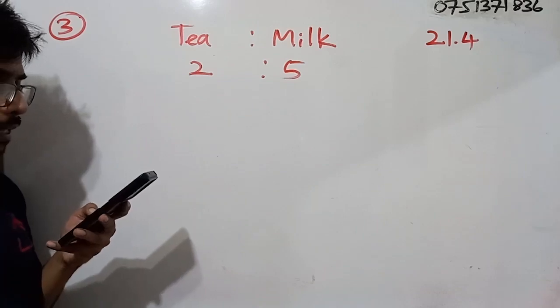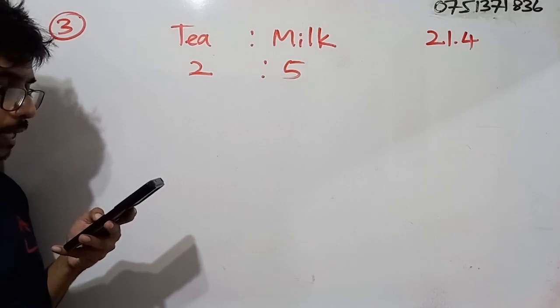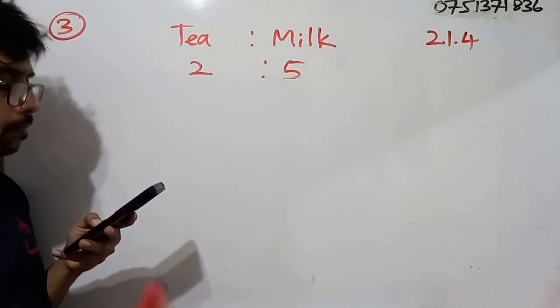Question number 3. Tea and milk are mixed in the ratio 2 to 5. When making milk tea, how many milliliters of tea should be used to make milk tea if 100 milliliters of milk is used?